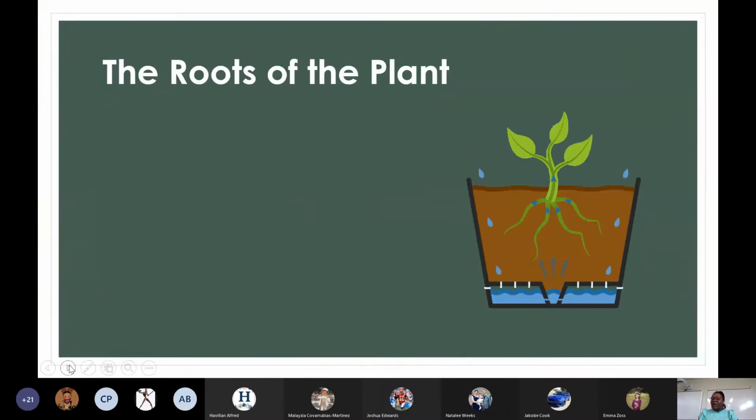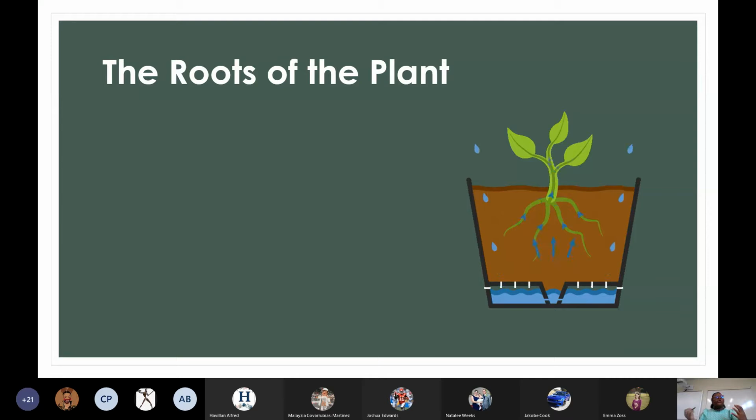So, the roots of a plant. Please write that in your notes. You'll also want to take some time to draw a plant where you can see the roots under it and water underground. This picture is going to be really important and we'll discuss why. Take some time to go ahead and start drawing that.